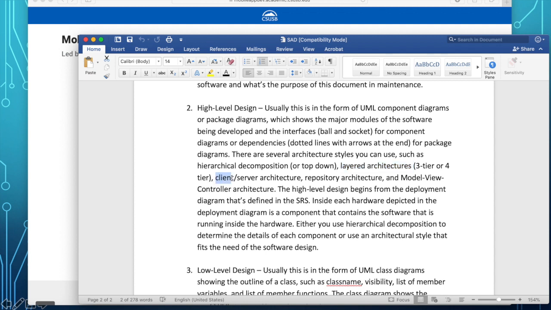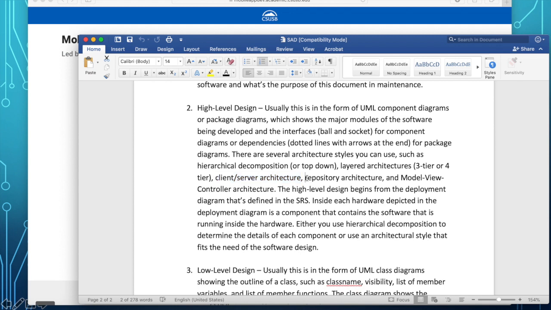There is also the client-server architecture, which is used in many applications that we have today. So the software design consists of a client and a server, and you usually have this in database or in web server requirements, and the server gives service to the client.